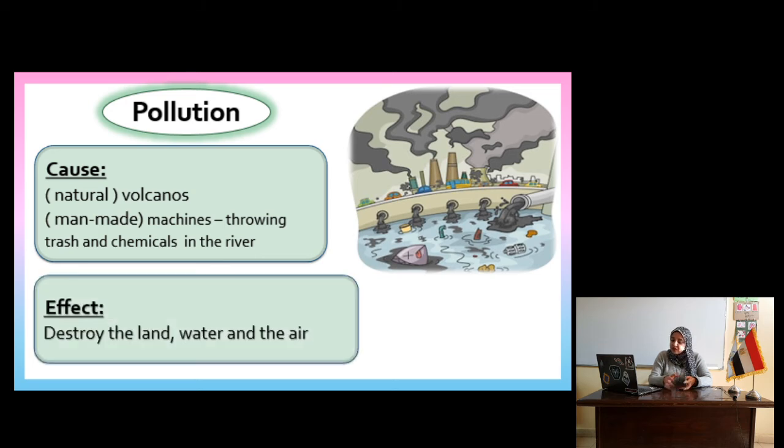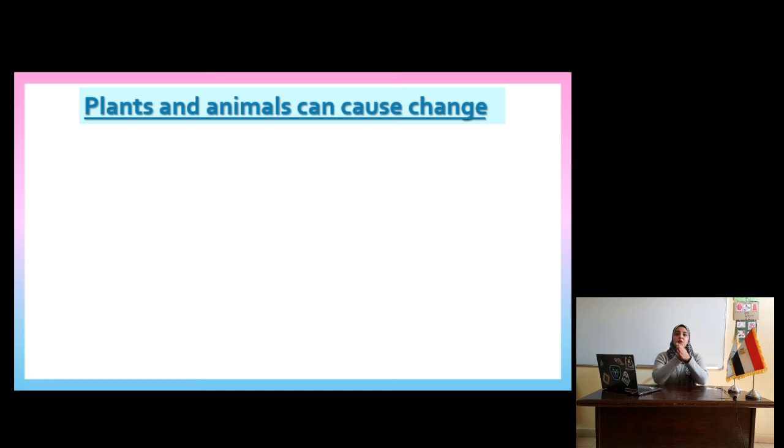But what is the effect? It will destroy the land, water, and the air. It will make them dead, not healthy to live, and we will have to search for another place to live. So the pollution will end the land, the water, and the air. Now we know that there are these natural things that happen in the environment that change it. Also, plants and animals can change the environment.